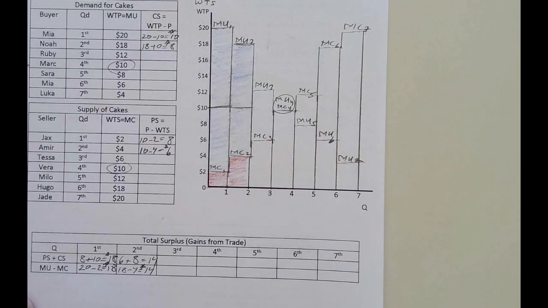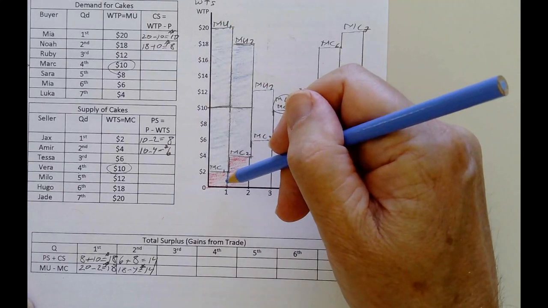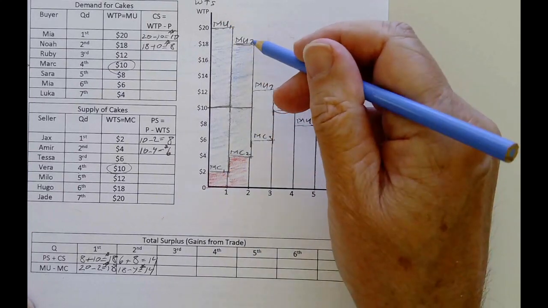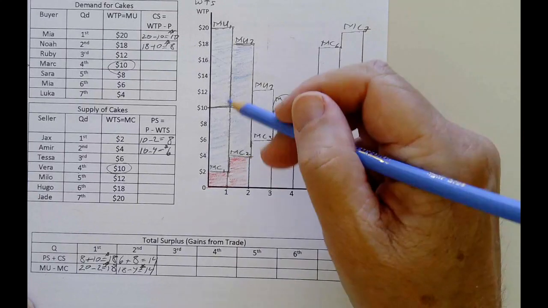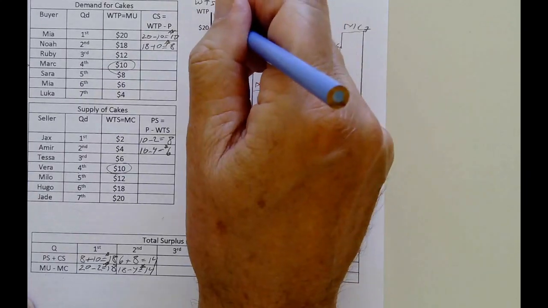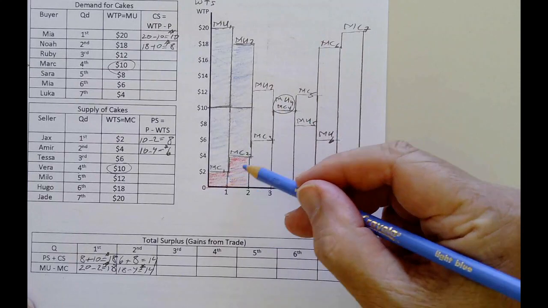You can see as we consume more cakes, the total surplus is going to be going down because, again, we started with the cake that had the most value and the cake that had the lowest cost to produce. And then we go to the second most valuable cake and the second least costly one to make, and so on. And as we move down the consumption side, the marginal utilities will be falling, and we move up the supply side, the marginal cost will be rising.